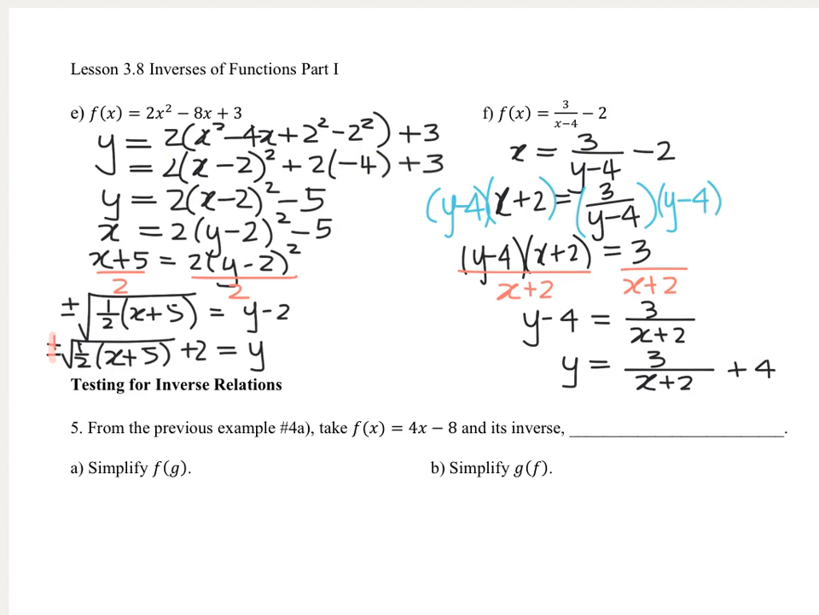And now if you notice, the original function was a rational because we had x minus 4 in the denominator. And this inverse is actually also a rational because we have x plus 2 in the denominator. So instead of writing y, I'm actually going to write down f inverse, because I know that this is a rational function. Okay, so that'll be my final answer.